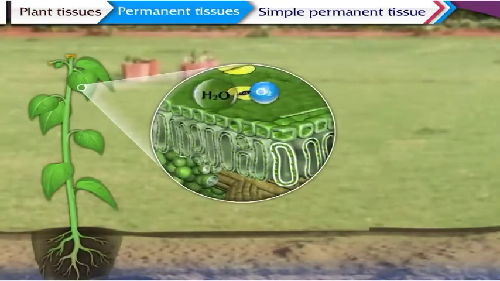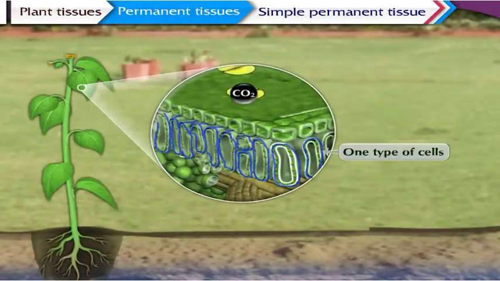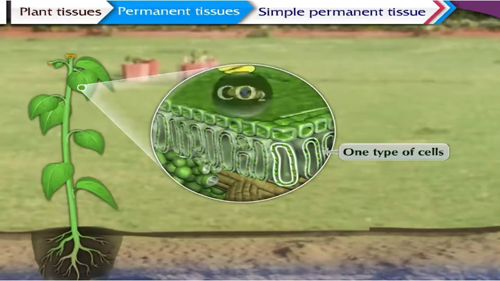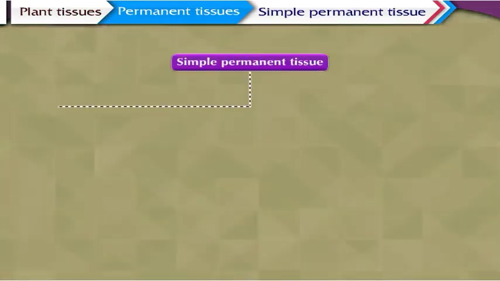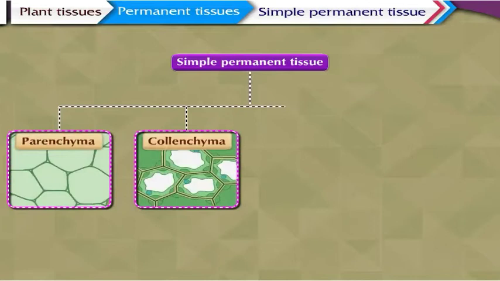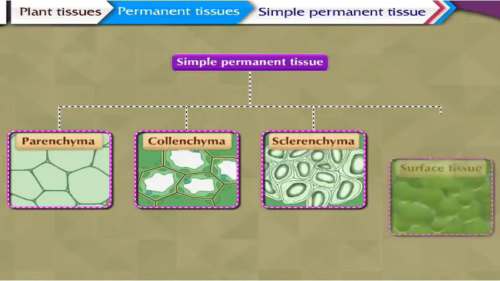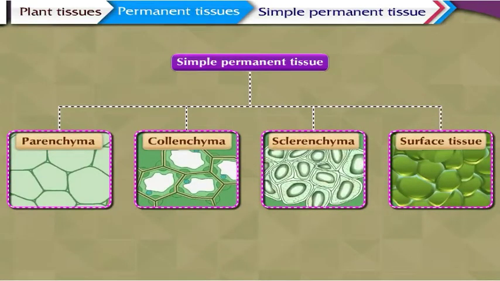Simple permanent tissue. Simple permanent tissues are made up of one type of cells. Depending upon the functions they perform, the tissue is classified into the main types: parenchyma, collenchyma, sclerenchyma, and surface tissue. Let us study each of them in detail. First, let us understand about parenchyma in detail.